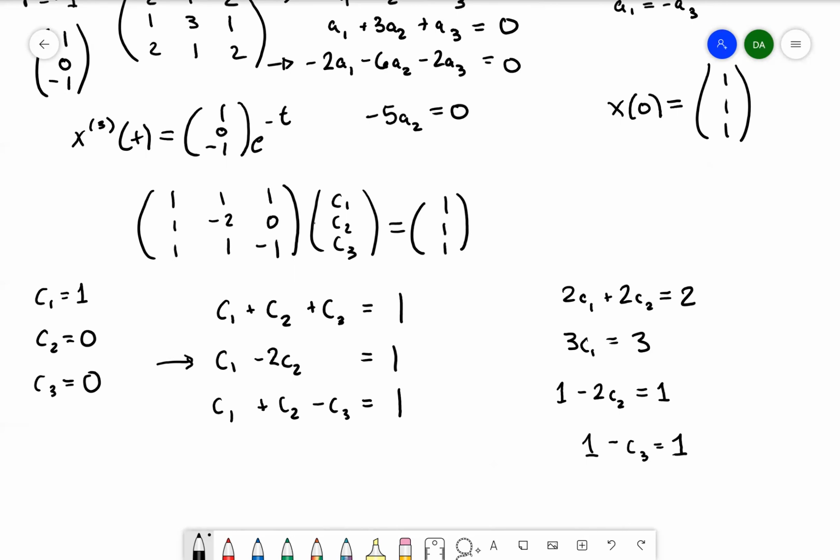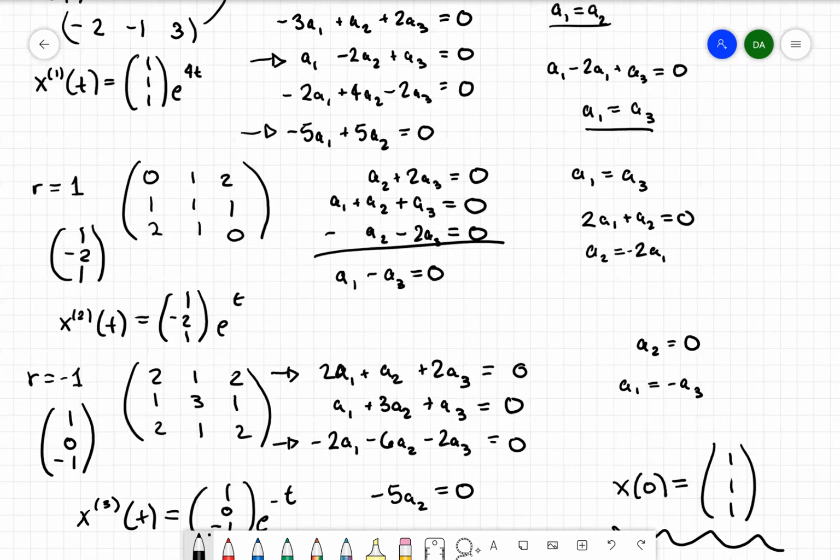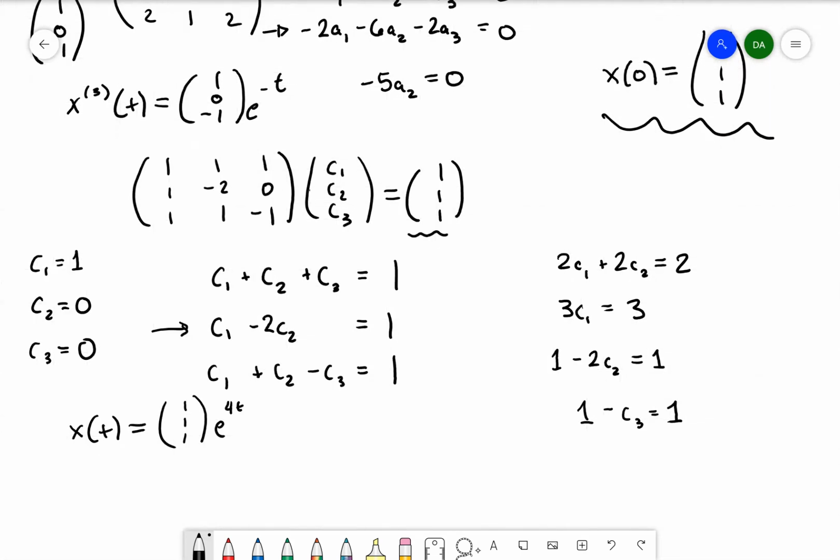So in this case, we would have x of t, the specific solution for this initial condition right here, is 1, 1, 1 times e to the 4t. When we plug in 0, we see that we do in fact get 1, 1, 1. And if we plug this into our original ODE, we'll see that we get the derivative of this.